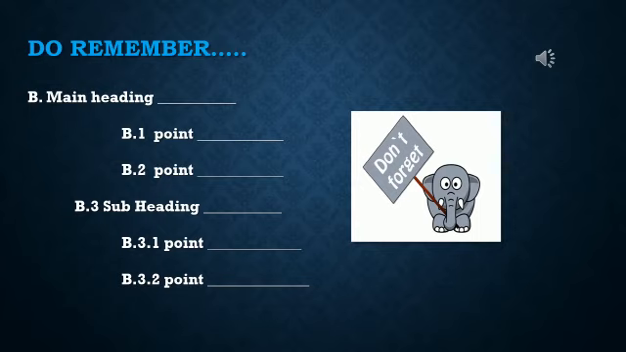Then you find a subheading and name it as B.3. Under B.3 subheading, your points should be numbered as B.3.1, B.3.2, and so on. Remember, children, you should have at least 3 main headings and 3 subheadings in your note making.